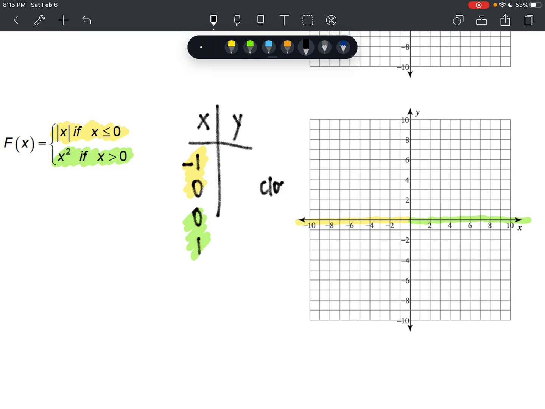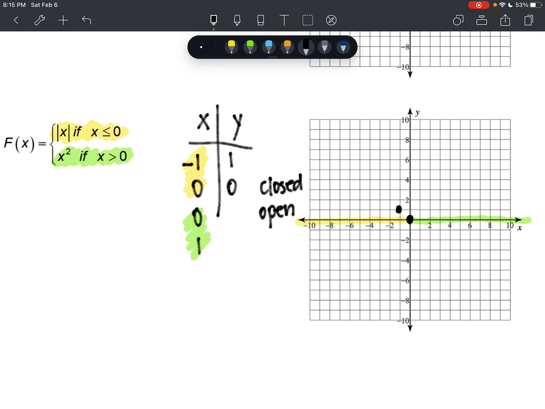0 on the yellow function is a closed circle. 0 on the green function is an open circle. When I put 0 into the yellow function, I get a 0 out. When I put -1 into the yellow function, I get a 1 out. So 0, closed, 0, 0, -1, 1. I'm going to need some more points here.